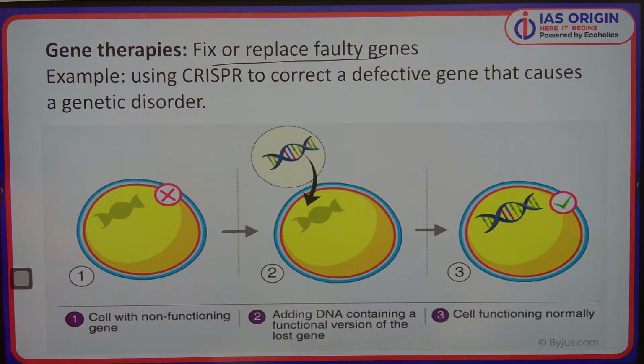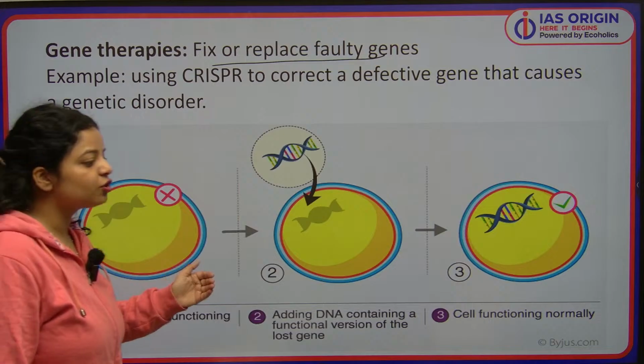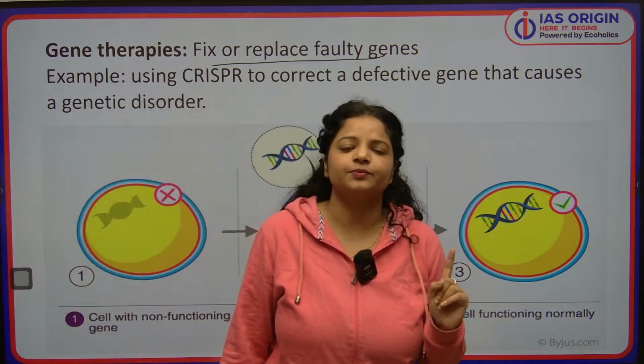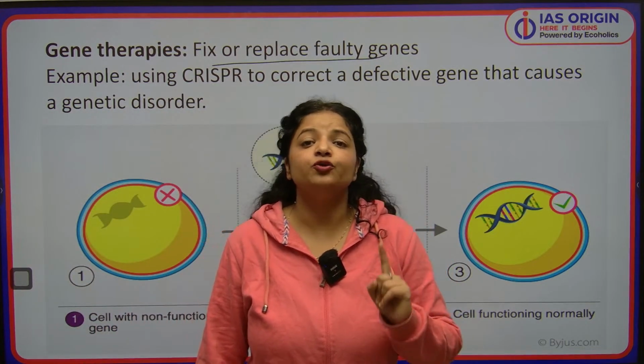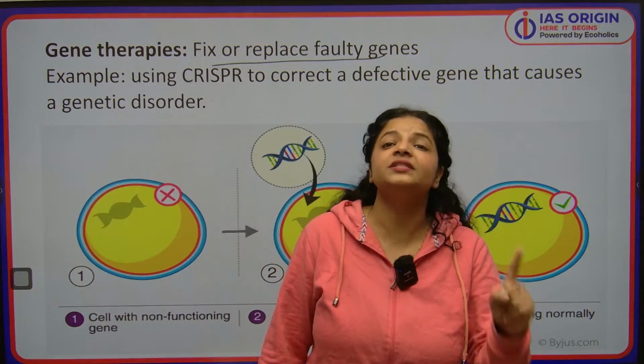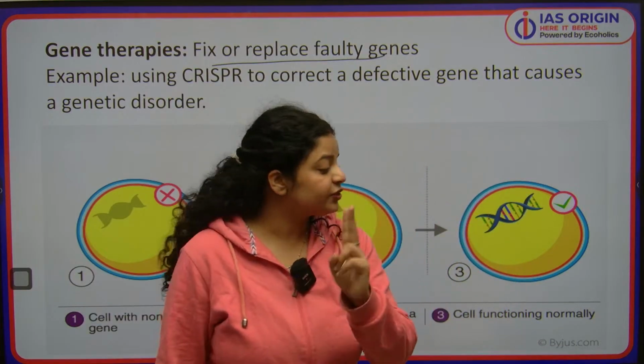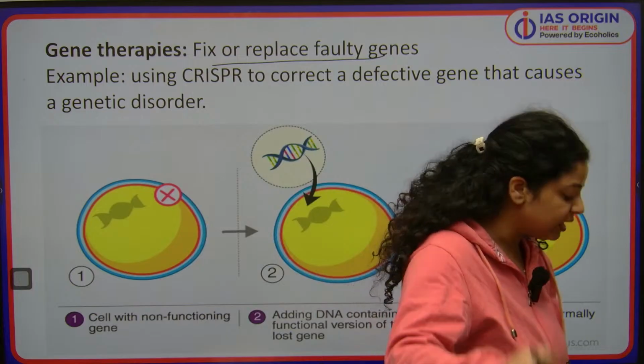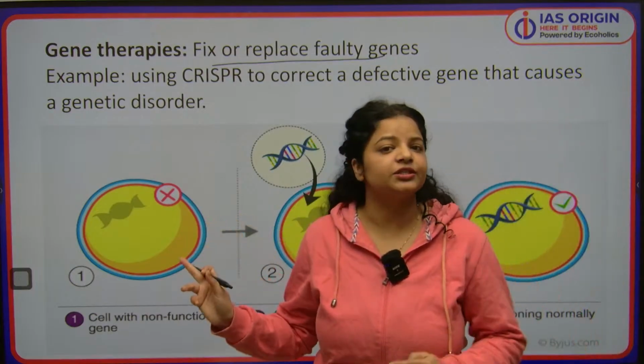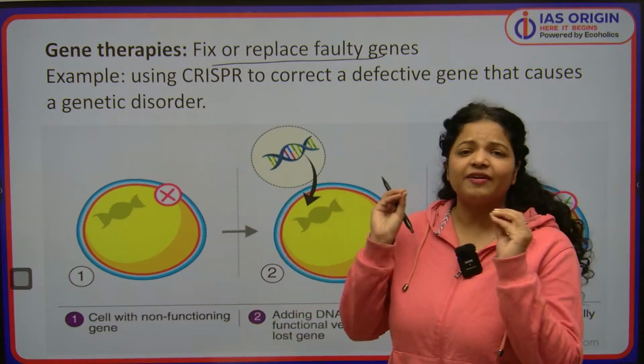Example, using CRISPR to correct a defective gene that causes a genetic disorder. And the same CRISPR-Cas9 protein, UPSC has asked about in prelims twice. So that's why this is a very important therapy which you will see. Hope you have understood this gene therapy concept. It's a very simple process.